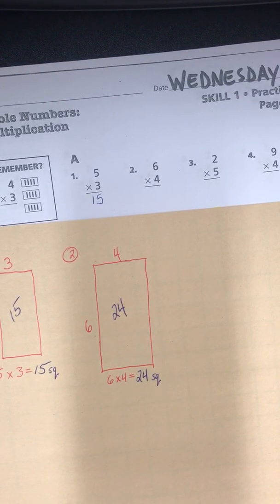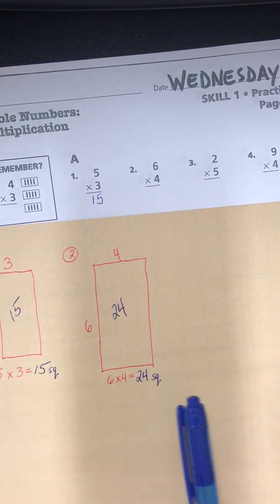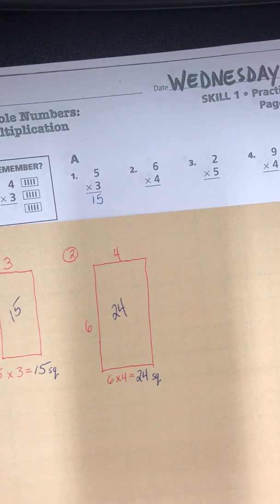24 what? If I made 3 batches of cookies and there was 4 cookies in each one, how many cookies do I have? 12 cookies. So you always want to be thinking the total of what? I have 12 what? So here we have 15 squares. Here we have 24 squares.